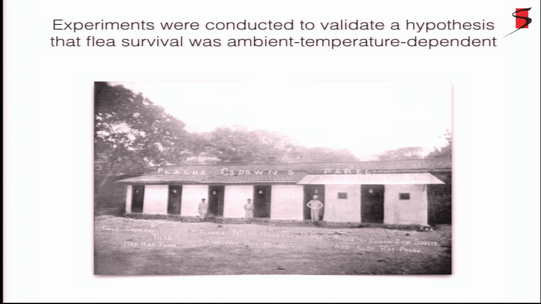But I need to tell you a little bit more about where we got some of our data for the model first. One of the things the experiments were also done for was to validate the hypothesis that flea survival was ambient temperature dependent. So this seasonality, we need to know how it's coming about. They decided that probably the best driver for why the seasonality was occurring was the death of fleas differentially based on temperature.